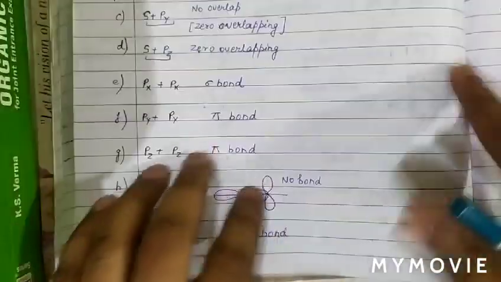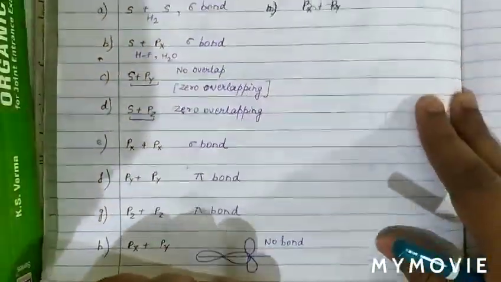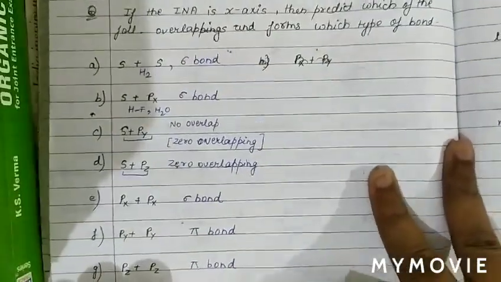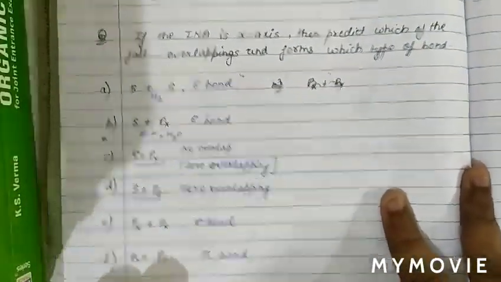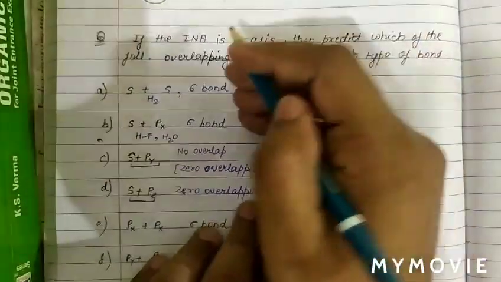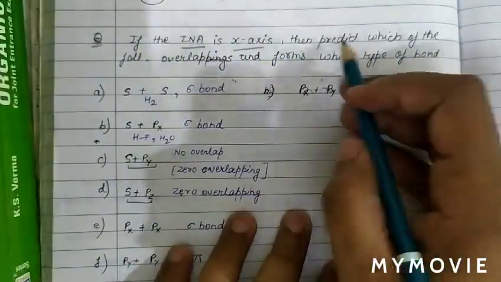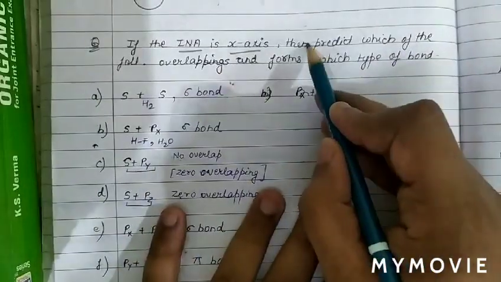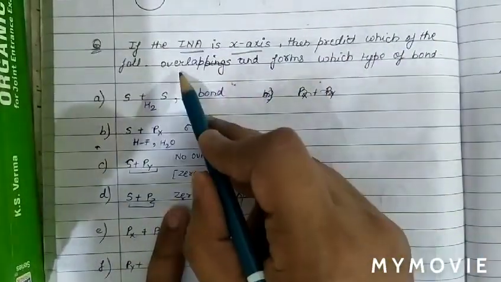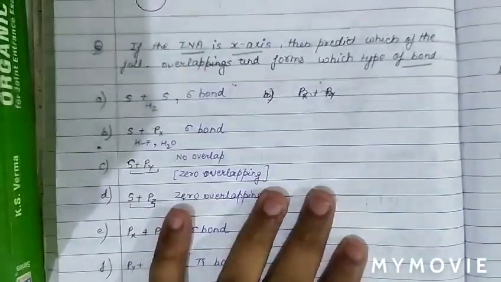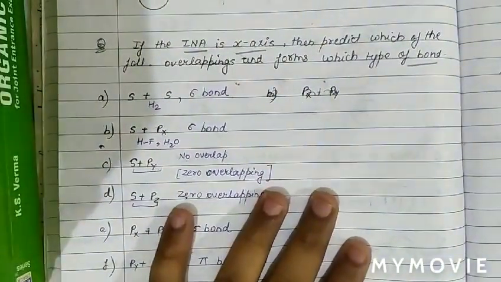Next, we are going to discuss some questions on VBT through overlapping. The question is basically: if the internuclear axis is the x-axis, predict which of the following overlapping will form which type of bond.